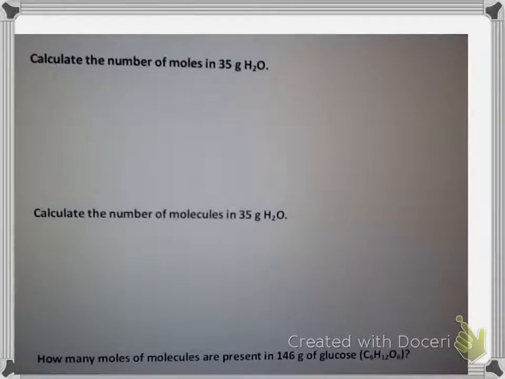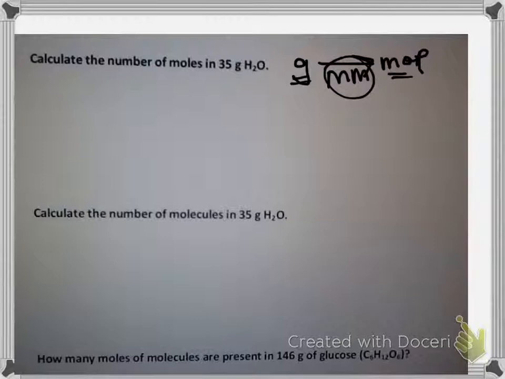Alright, then this question says, calculate the number of moles in 35 grams of water. So we know water is a molecule, so we're given grams of a molecule, and we want to know how many moles that is. Let's do a solution map. Let's start with what we're given. We're given mass, and we're asked to calculate moles. Is there any conversion factor you know of to get from mass to moles? Yeah, molar mass. Molar mass is, if it's an element, it's found on the periodic table. If it's a compound, you calculate it.